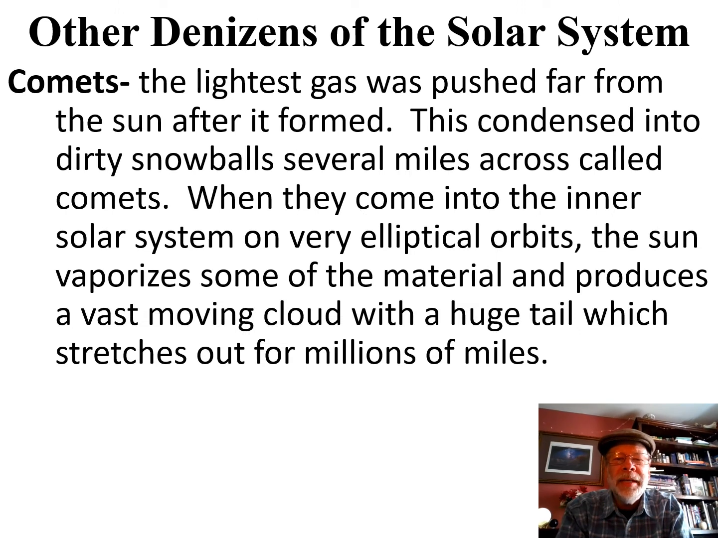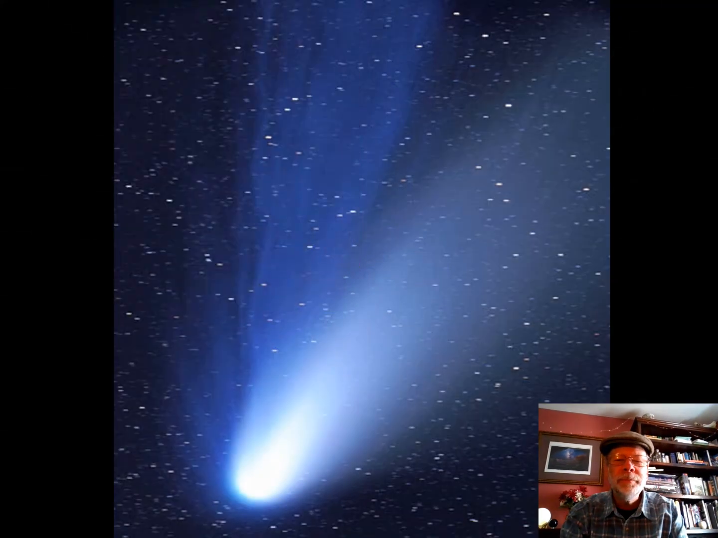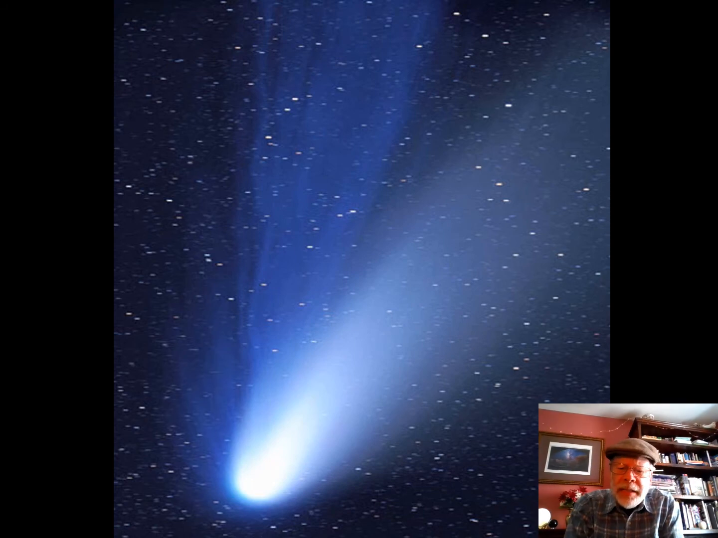So other things out in the solar system, comets. Well, the lightest gas was pushed far from the sun after it formed, condensed into dirty snowballs several miles across. We call them comets. When they come into the inner solar system on very elliptical orbits, the sun vaporizes some of the material and produces a vast moving cloud with a huge tail, which stretches out for millions of miles. So there would be a comet. We haven't had any comets lately, not in your lifetime.